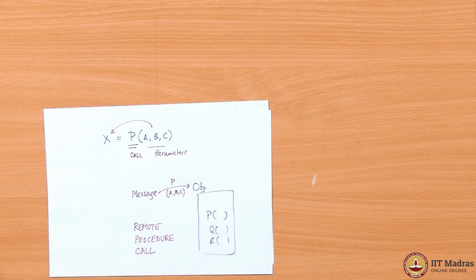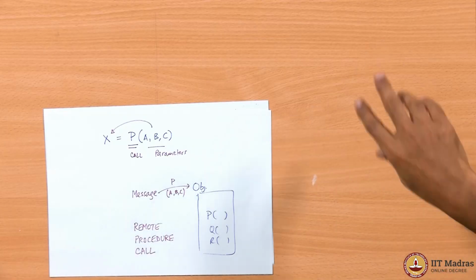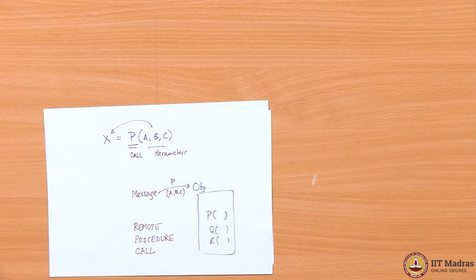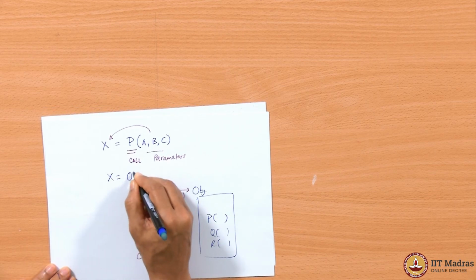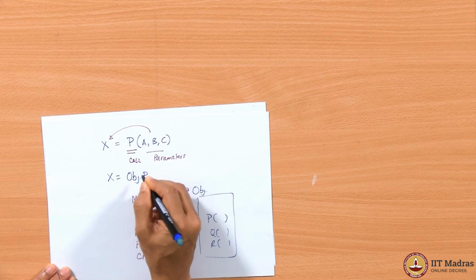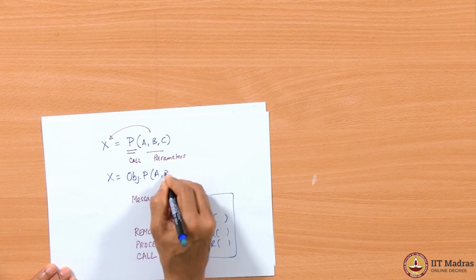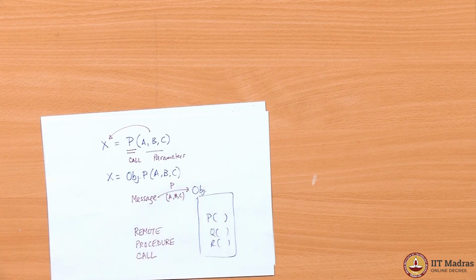So I make a call to this object which is far away, and tell it to do a procedure, give it the parameters, and it returns the result, and I store the result in X. So the actual writing of this will be X equal to object dot P. In my pseudo code or whatever equivalent code, I will just write X equal to object dot P ABC. So there is no big change, but inside this are so many things.